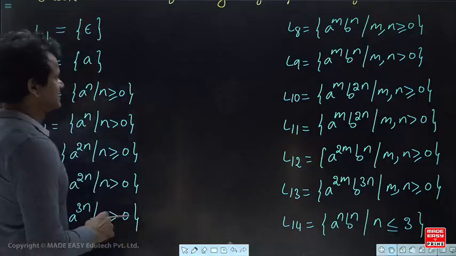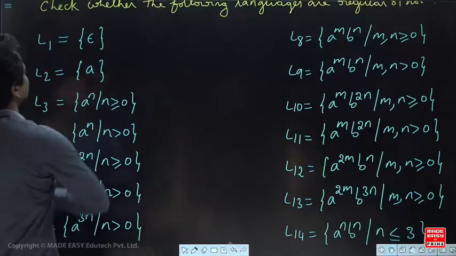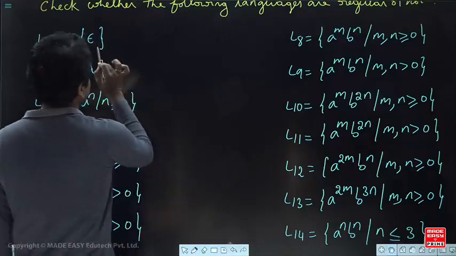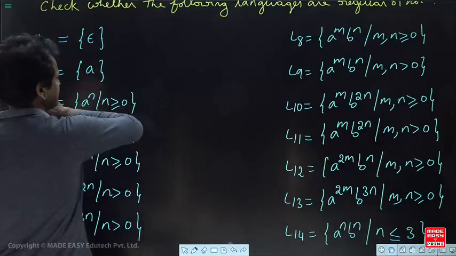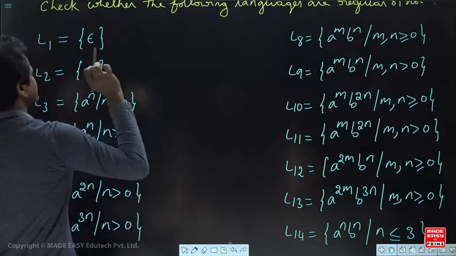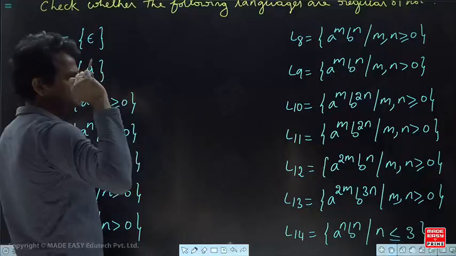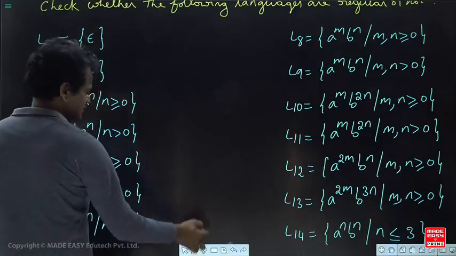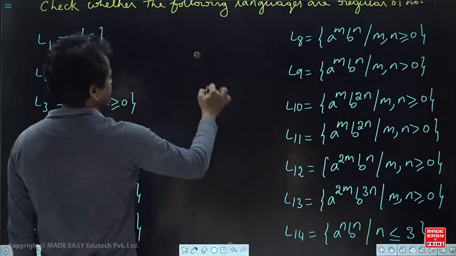Okay, समझ गए ना? So L1 equal to epsilon means only epsilon. It is not having any other string. So guys, can you construct a finite automata which accepts epsilon? Yes, of course. What is that?